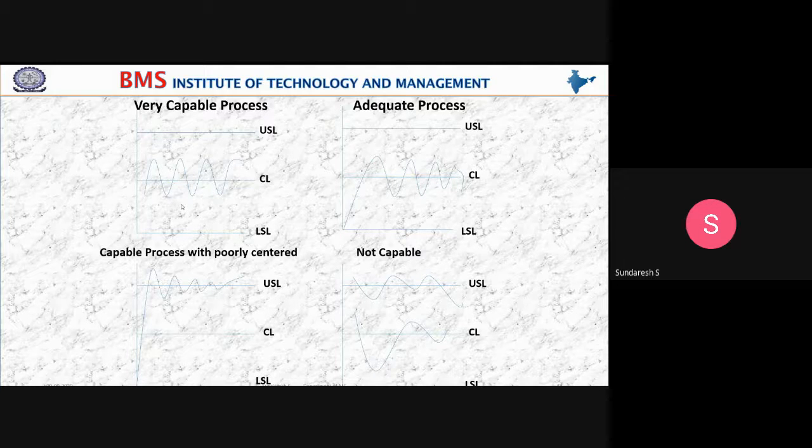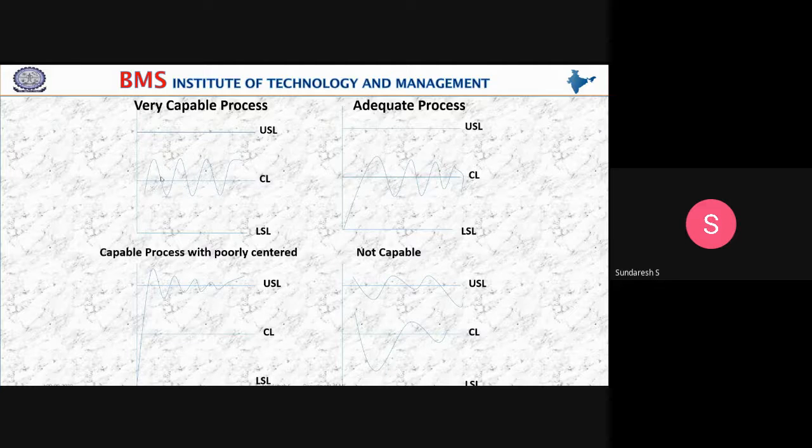So when you look here, this is the center line. What we have drawn is the control limit. Control limit is the voice of the process, whereas specification limit is the voice of the customer, or the need or the want. So this is the upper specification limit, this is the lower specification limit, and this is the control limit exactly at the center.